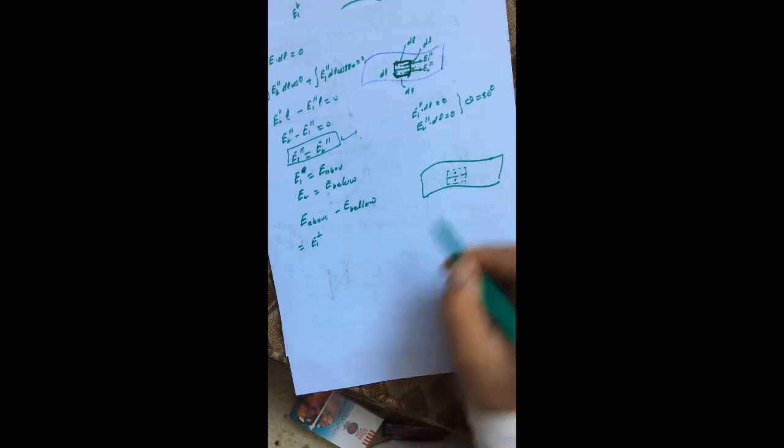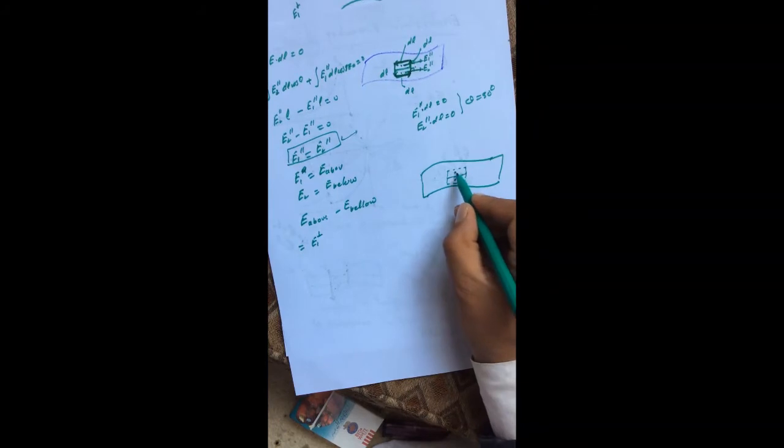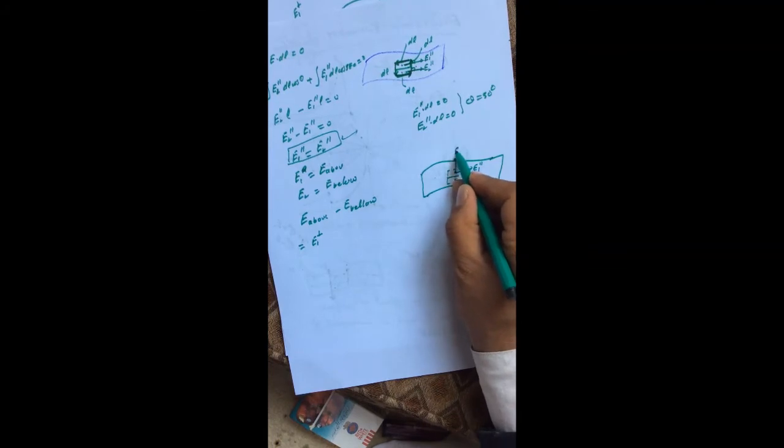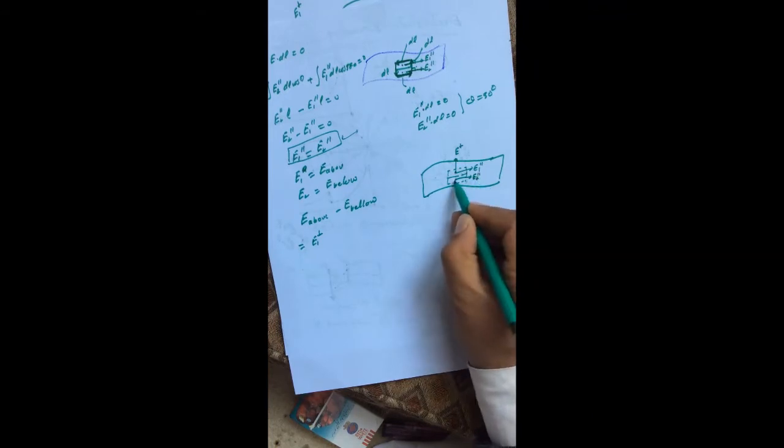One is above and one is below the surface. So above we have E1. E1 has 2 components, one is a parallel component and one is a perpendicular component. Similarly, E2 has 2 components, one is parallel and the other is perpendicular, E2 perpendicular.